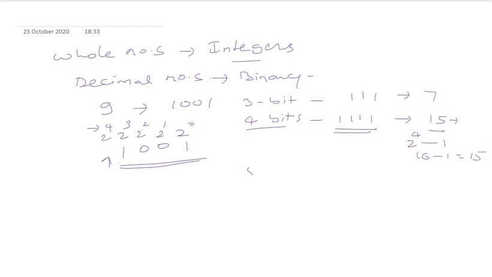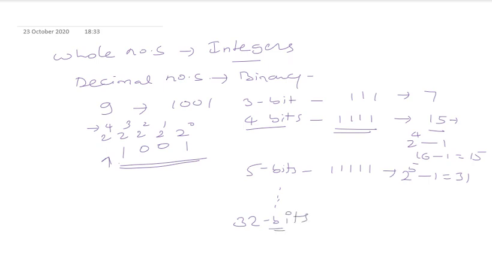Say if I have 5 bits, with 5 bits, 1 1 1 1 1, it will be 2 raised to 5 minus 1, that is 31. This way you can find the max number you can store with an integer. An integer takes 4 bytes, and 4 bytes means 32 bits.